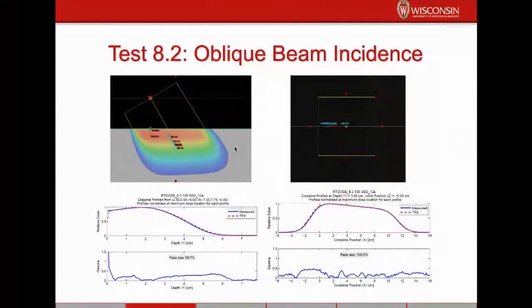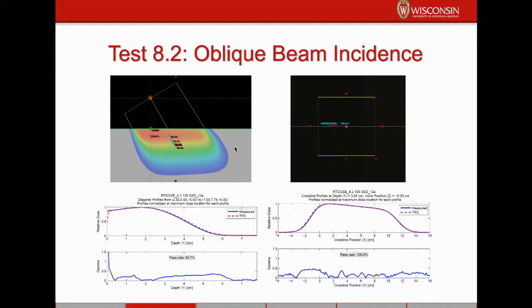On the electron side, there's only 3 tests. I'm going to show 2 of the 3 of them to you here. Test 8.2 is an oblique beam incidence test. Again, there's a lot of really interesting physics involved in this one. Electron beams have some interesting characteristics when you deliver them obliquely.